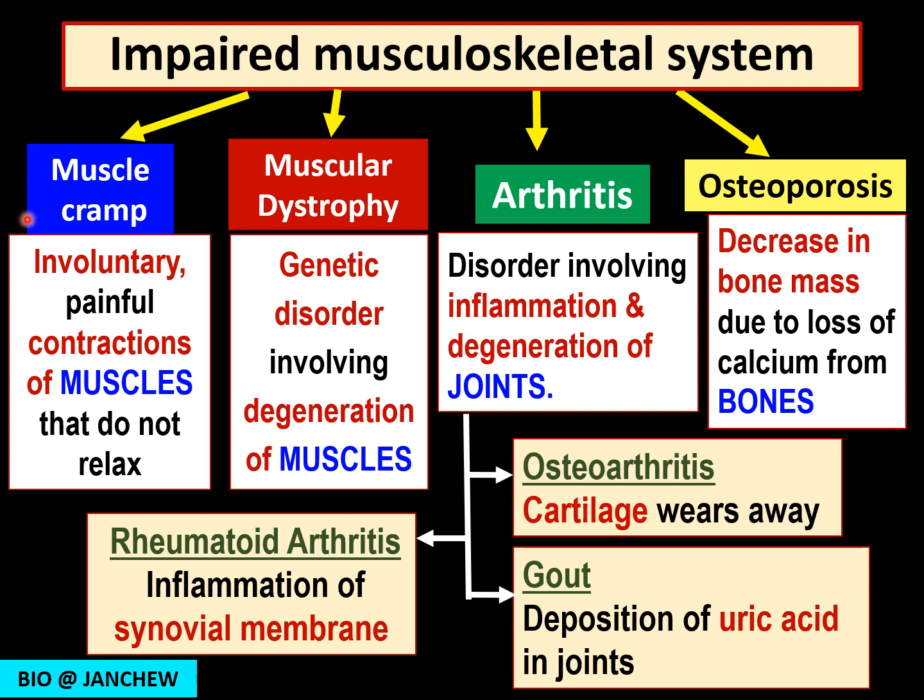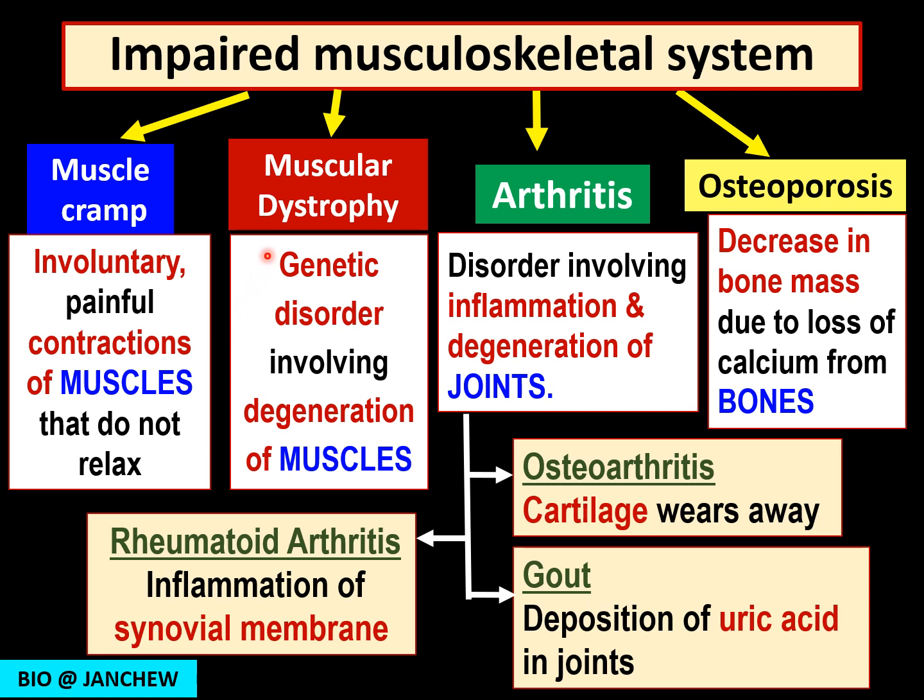The first one is the muscle cramp. We can often see muscle cramps occurring in athletes, especially at the end of a race, right? When you can see their faces, they suddenly feel a lot of pain and then they roll onto the ground. Okay, so muscle cramps are involuntary painful contractions of muscles that do not relax. The muscles may not relax for about 5 minutes, and it may recur again, for example, after a while. So I think most of us have experienced this before, one time or another.